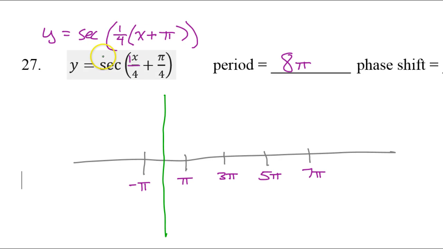Now the a value is 1. See how you don't see any number there? Alright, so the a value is 1. So that's why I'm just going to go ahead and mark 1. So this is positive 1, and down here will be negative 1. There is no vertical shift, so the x-axis is my midline.